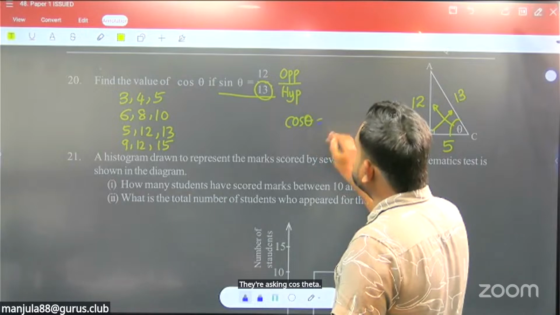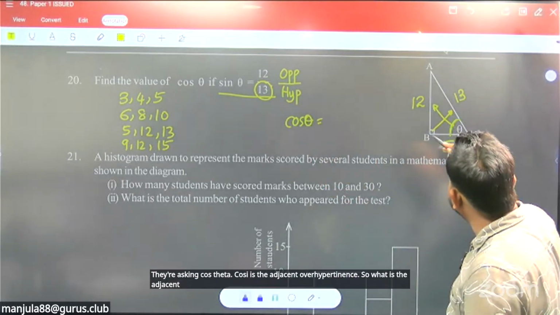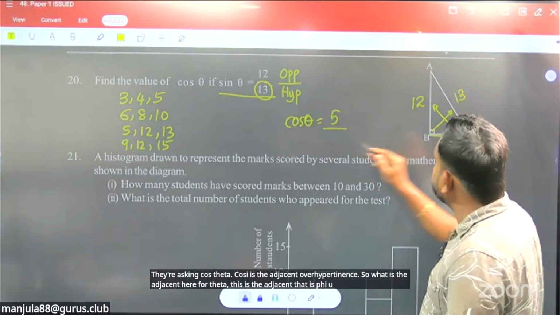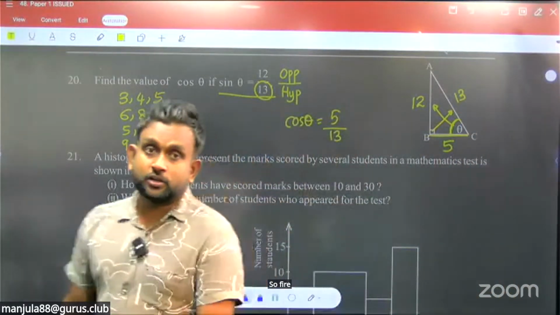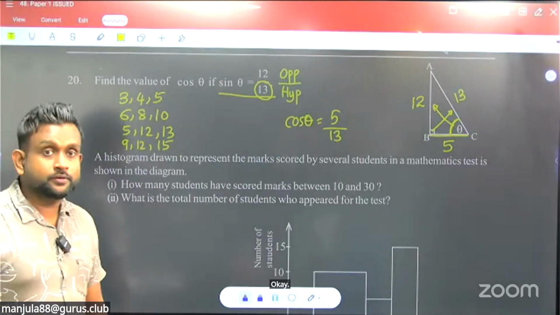Right, cos is the adjacent over hypotenuse. So what is the adjacent here? For theta, this is the adjacent, that is 5, over hypotenuse. Hypotenuse is 13. So 5 upon 13 is the cos theta. Okay, fine.